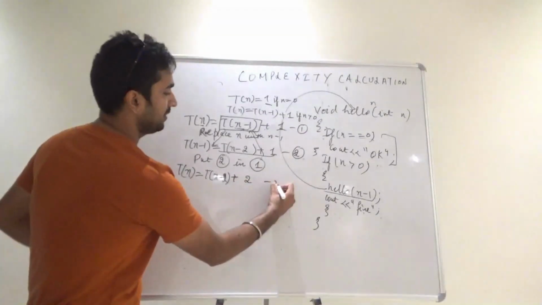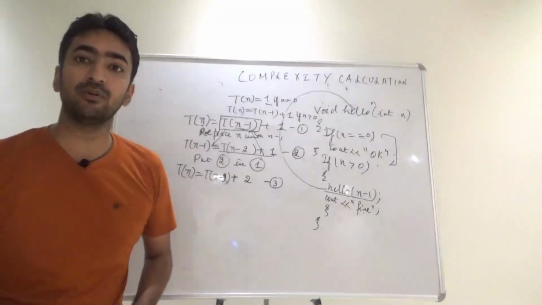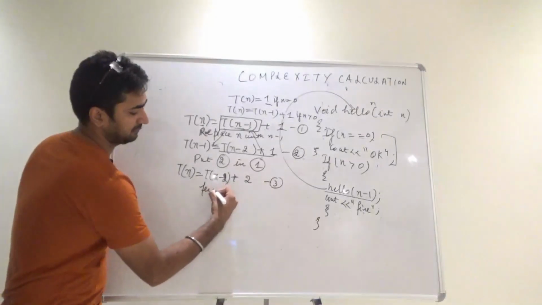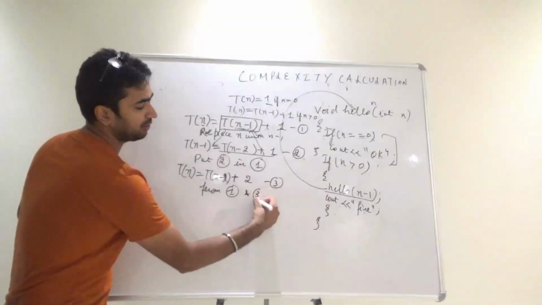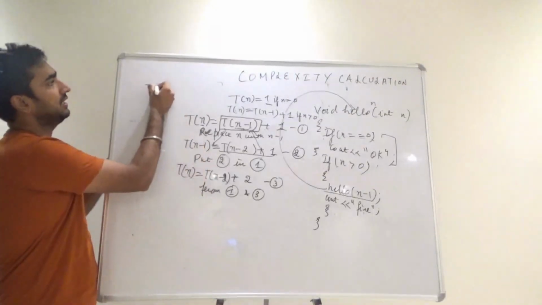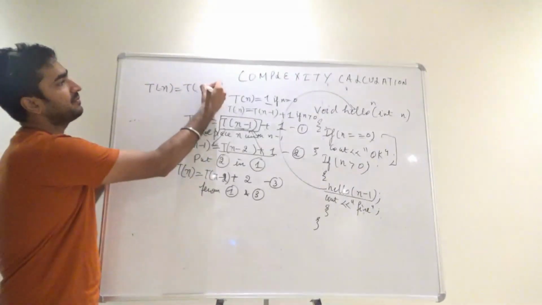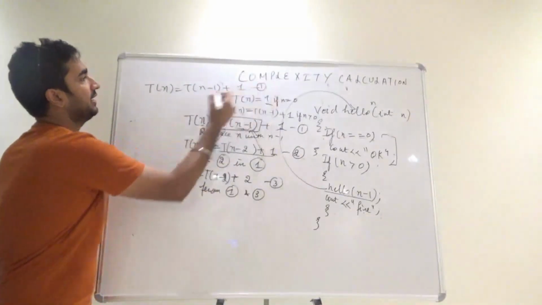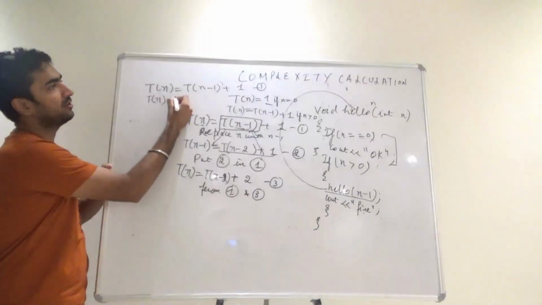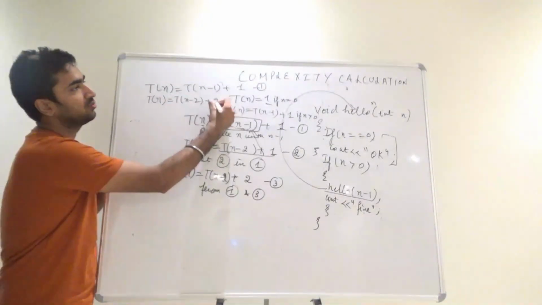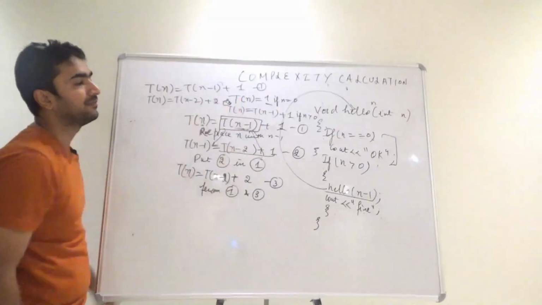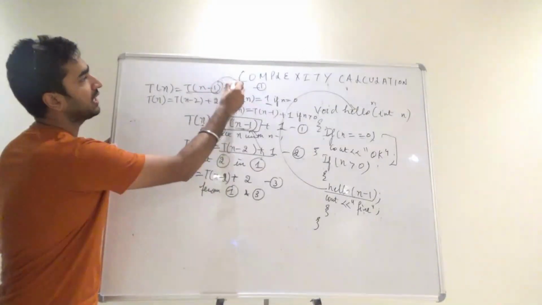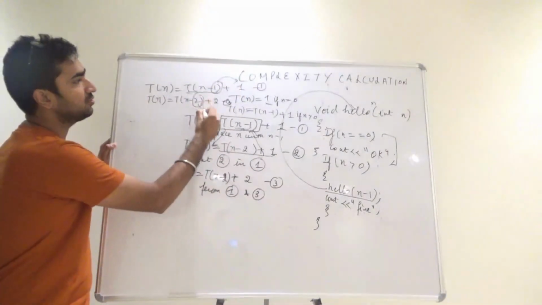We have got 3. Try to understand from 1 and 3. Like from 1 and 3, what you have got? 1 was saying that T of n is equal to T of n minus 1 plus 1, right? And this was your 1. And the second one was T of n was also giving T of n minus 2 plus 2. This is your 3. So it means this is T of n minus 1 and you are adding 1. T of n minus 2 you are adding 2.